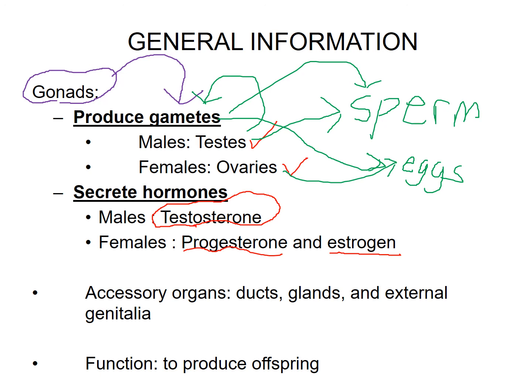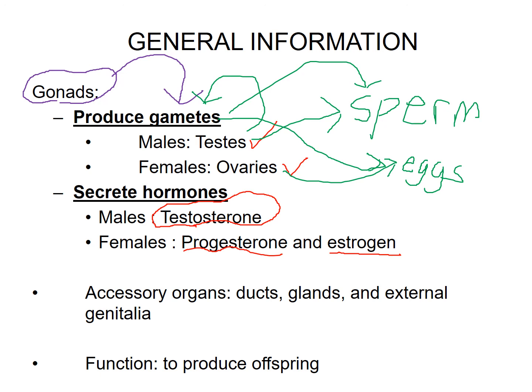Now, we're also going to have accessory organs. We're going to have all sorts of cool ducts. The guys are going to have things like the vas deferens and the epididymis and the seminal vesicles and the ejaculatory duct, all sorts of tubes. The females are going to have other tubes as well. They're going to have the tube that connects the vaginal canal to the uterus. They're going to have the fallopian tubes. We're going to talk about all of that information.